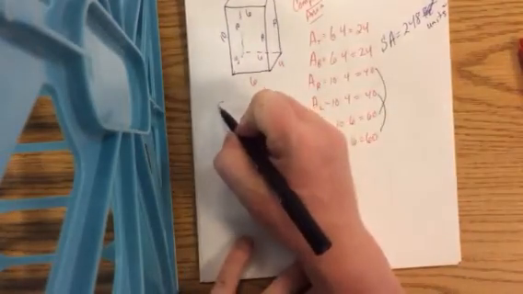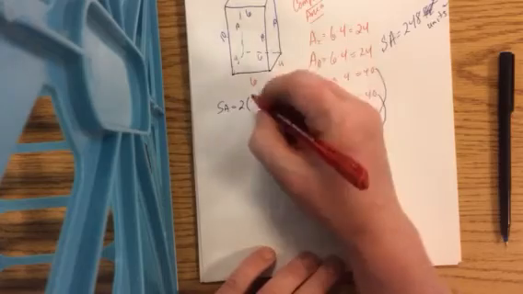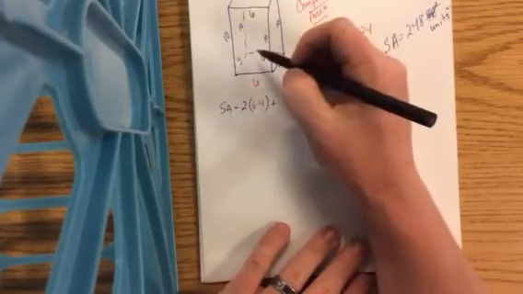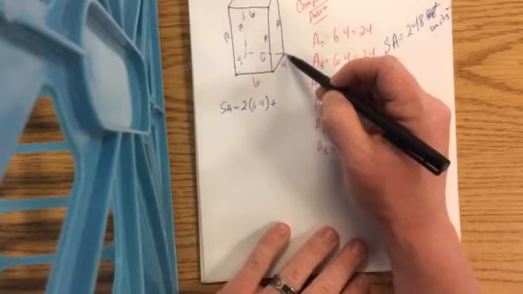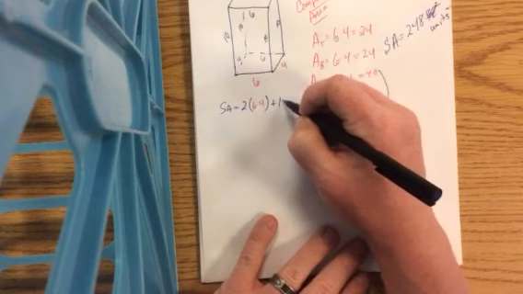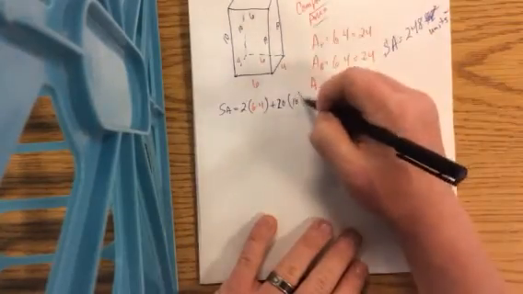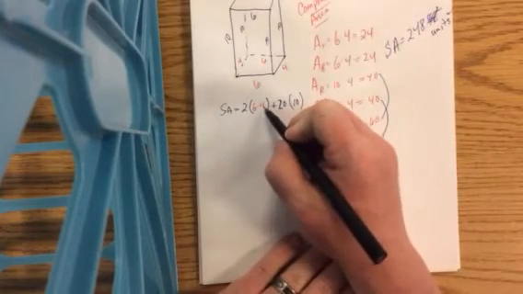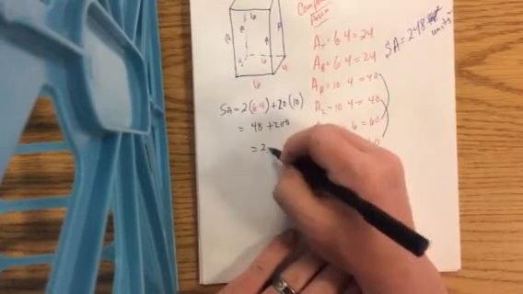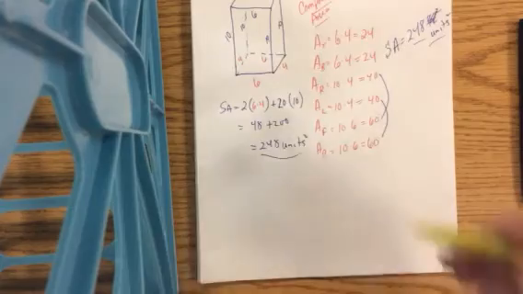Now, I could also do the same thing with the formula. The surface area is 2 times the area of the base. The area of the base is what it sits on, so 6 times 4. Plus the perimeter, which is the distance around the object. So 6 plus 4 is 10, plus 6 plus 4 is 10, so my perimeter is 10 times 2, which is 20. And my height is also 10, because that's how high the object is. 6 times 4 is 24, times 2 is 48, plus 10 times 20 is 200, and that gives me 248 square units.